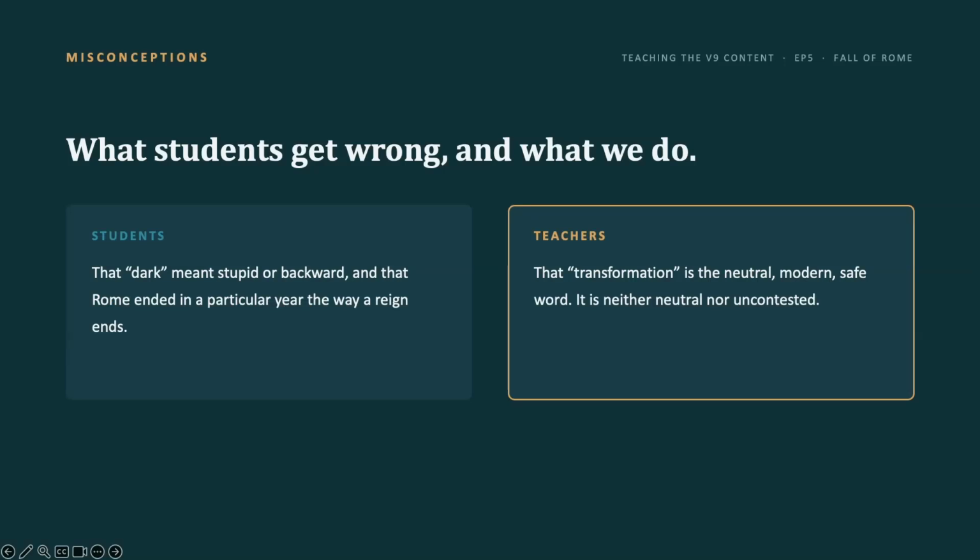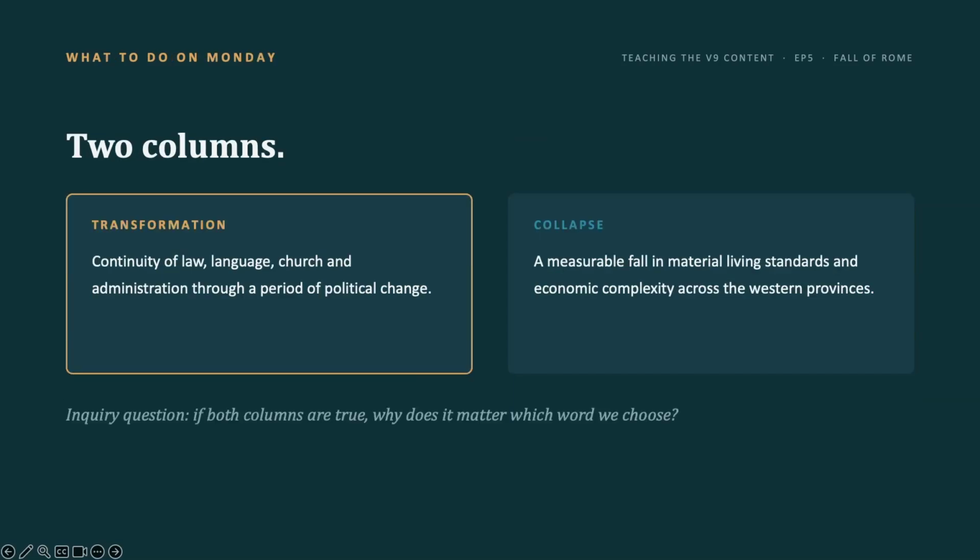2 misconceptions. Students arrive believing that dark meant stupid, and that Rome ended in a particular year the way a reign ends. Teachers, including well-prepared ones, tend to treat transformation as neutral, modern, and a safe word. It's neither neutral nor uncontested, and Ward-Perkins would tell you that at great length.